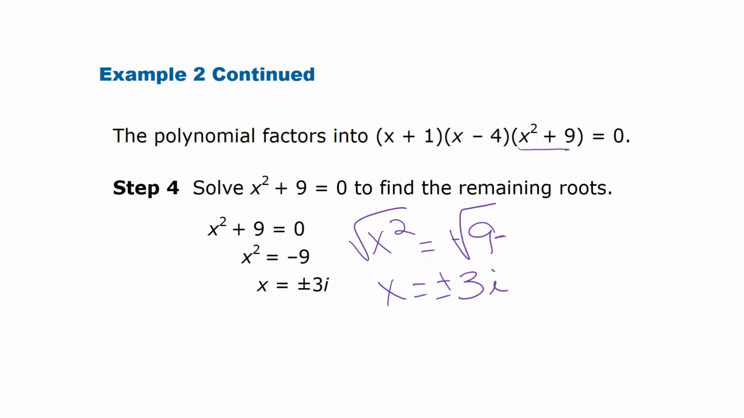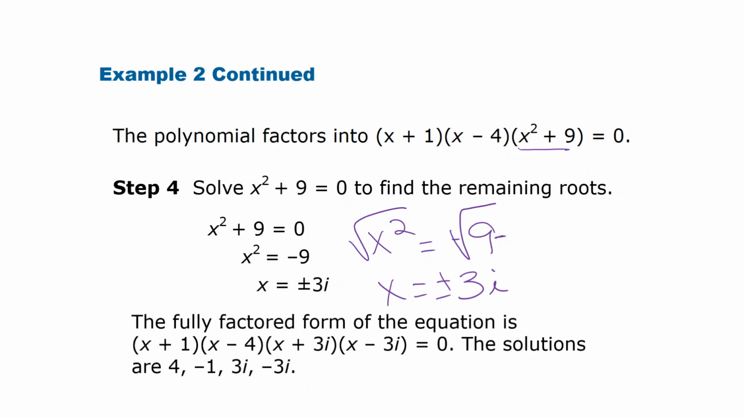Okay, so there we have all of our roots now. Let's take a look at it. The fully factored form of the equation is going to be x plus 1, x minus 4, x plus 3i, and x minus 3i, and all of those equal 0. So there are our solutions right there.